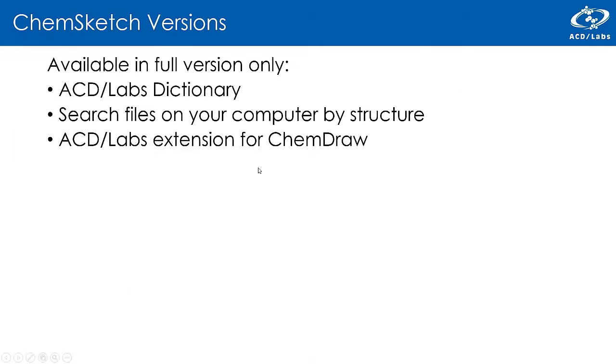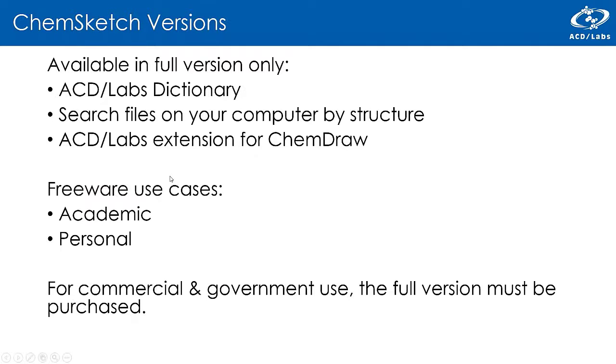So just a couple of points about the ChemSketch versions. This is the list of things that are in the full version only. So if you're using the freeware, you may not have available, well, you won't have access to the dictionary. So if you're wondering, oh, well, that button is there, why can't I see it? That's why. So just keep that in mind. The other two are not really relevant for today's presentation.